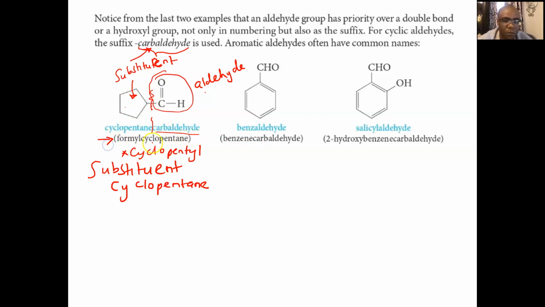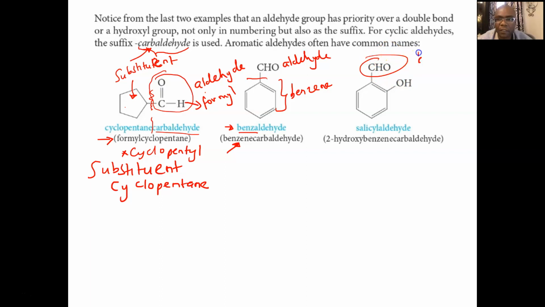The common name would be formyl cyclopentane, because this group right here has a common name, formyl group, which means an aldehyde. It's another word for aldehyde. Now this part right here is a benzene. This part is an aldehyde, so the name would be benzene carbaldehyde. But when it comes to the IUPAC name, we'll just call it benzaldehyde because this is aromatic.